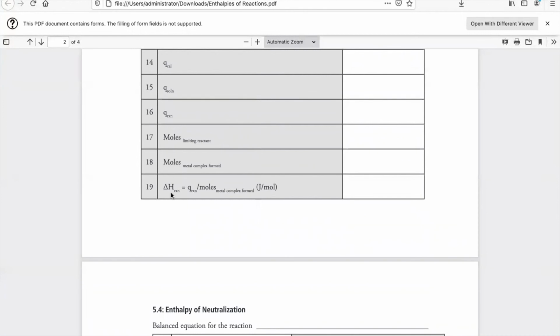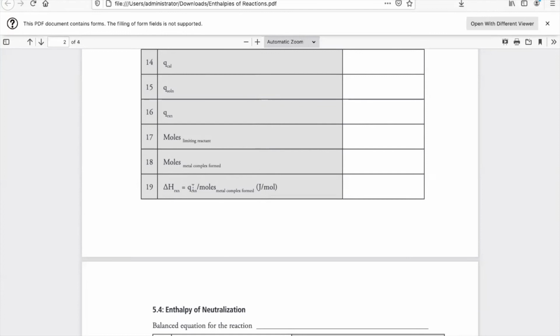And then line 19, of course, is given by the Q for the reaction, which is line 16. For line 19, the change in enthalpy of reaction is Q for the reaction divided by the number of moles of the metal complex formed, which is line 18. Line 16 over line 18 gives you line 19.